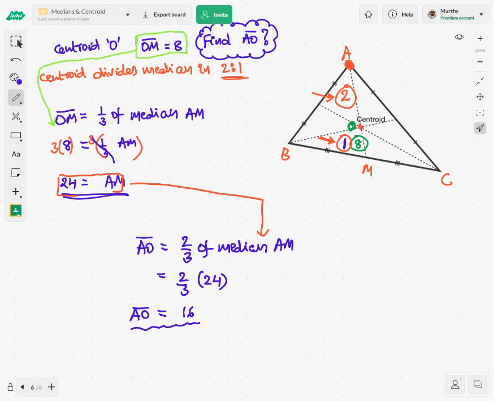So while solving problems, especially during testing, you have to be careful what the question is asking: is it a part of the median, the upper part or the lower part, or the entire length? That's what you have to be careful about. But if you can stick to the ground rule, which is that the centroid divides the median in the ratio of 2:1, then all the questions can be solved easily. Okay, that's it.